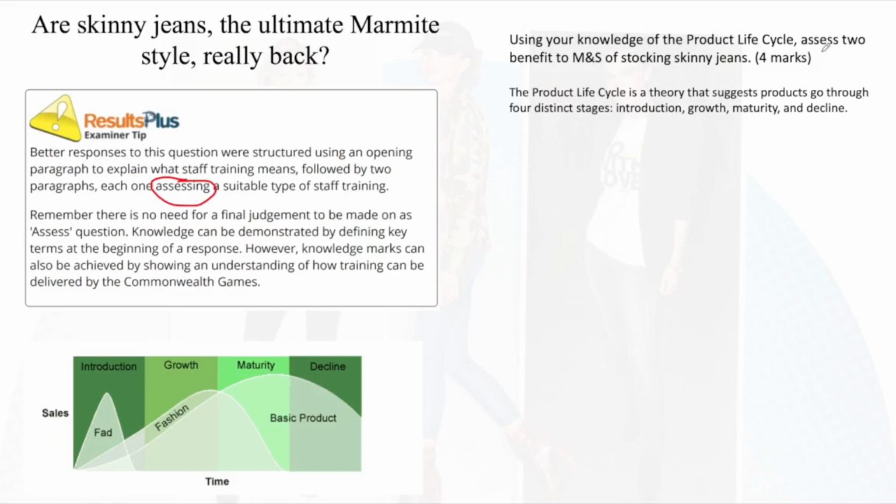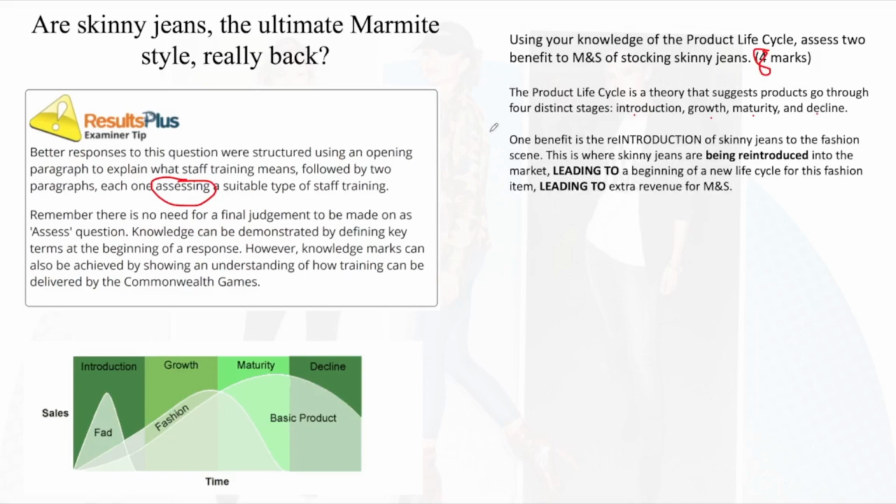of product life cycle, assess 2 benefits, I should say 8 marker, I do apologise, to stocking skinny jeans. Changed the question but forgot the 8. So we're going to start off with a definition. I'm going to go to the case study again and look for evidence to do with these. And clearly I've just reworked the 4 marker here for you. And I've included my 3 chains of argument that I need.